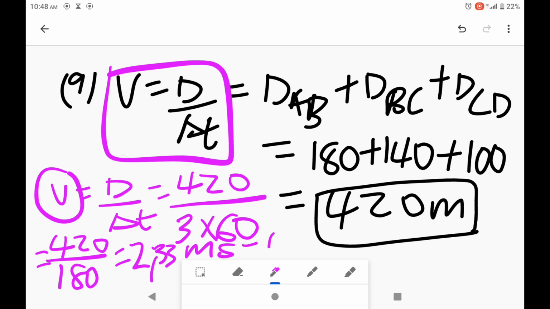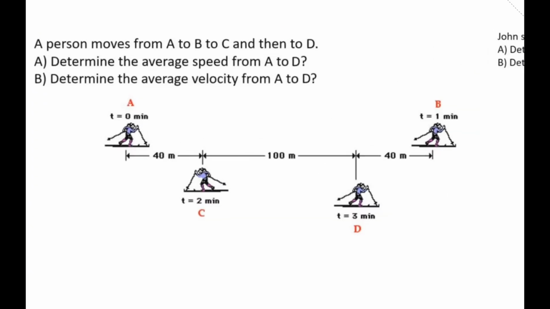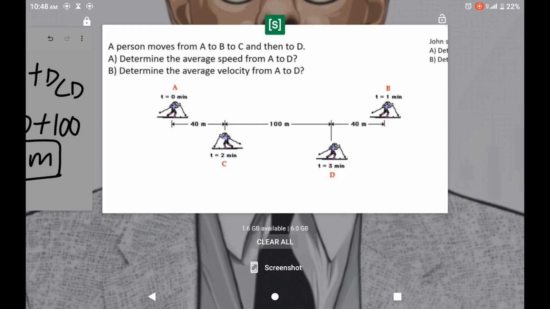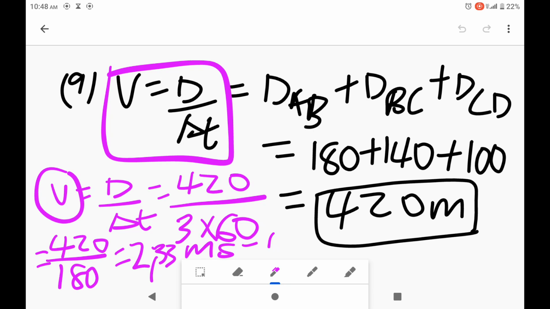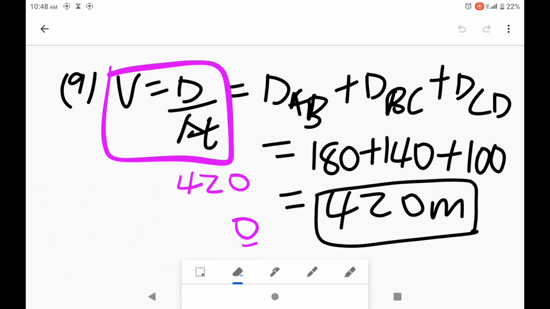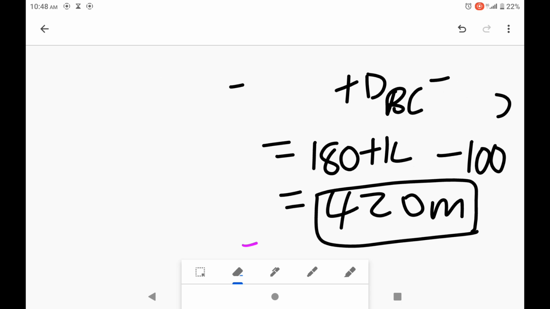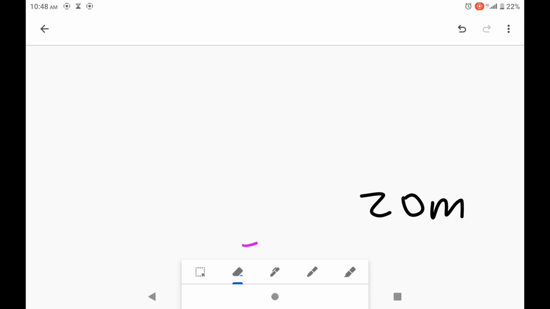So the next question is for you to determine the average velocity. How do you find the velocity from A to D? So we're going to wipe out everything because we need this space. Soon I need to make sure I budget and get a bigger board because this one is too small.